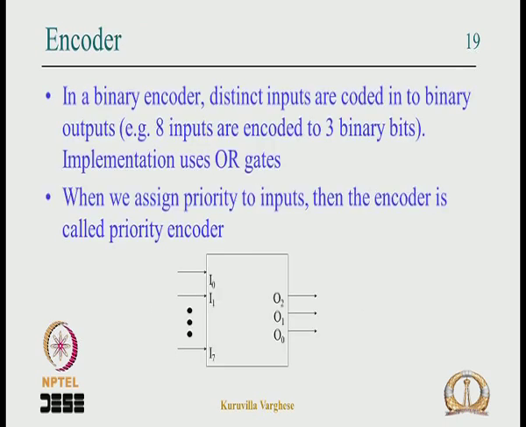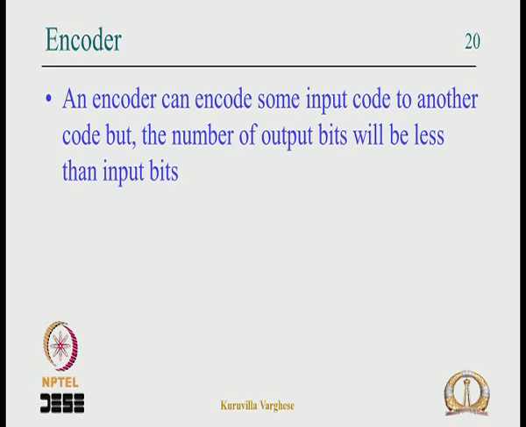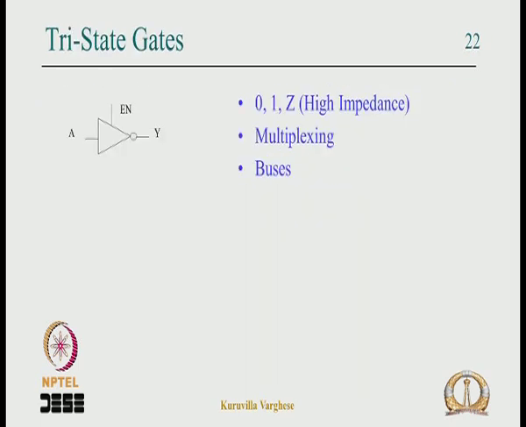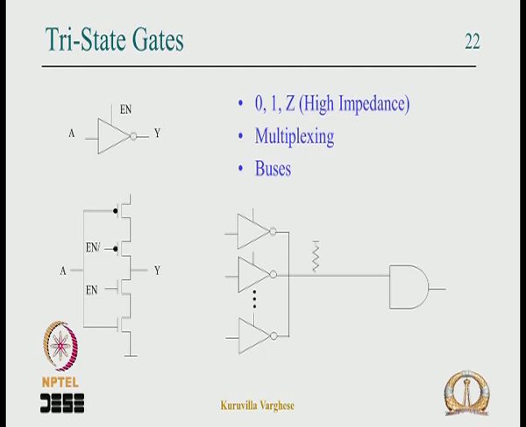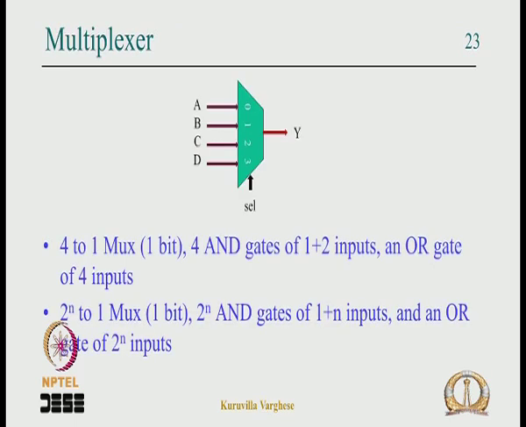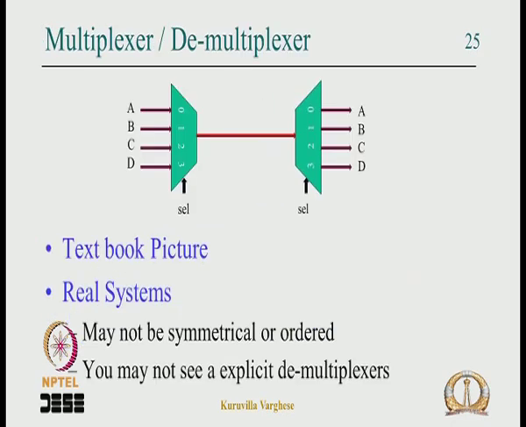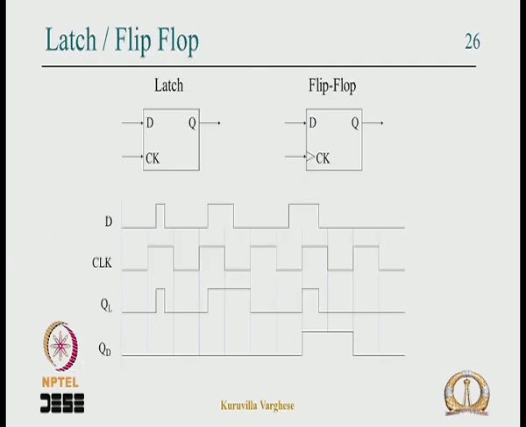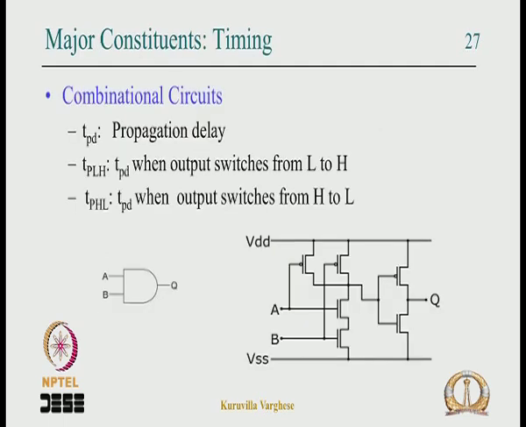And we have looked at the encoder, the decoder, the multiplexers, the tri-state gates, and we have seen what a tri-state gate is and some care that needs to be taken when you are busing or multiplexing using tri-state gates. You have to pull up or pull down. Then we have looked at the multiplexer and demultiplexer, and real life that it may not be like a textbook picture. Then we have looked at the difference between a latch and a flip flop. Latch is transparent, flip flop is edge triggered.